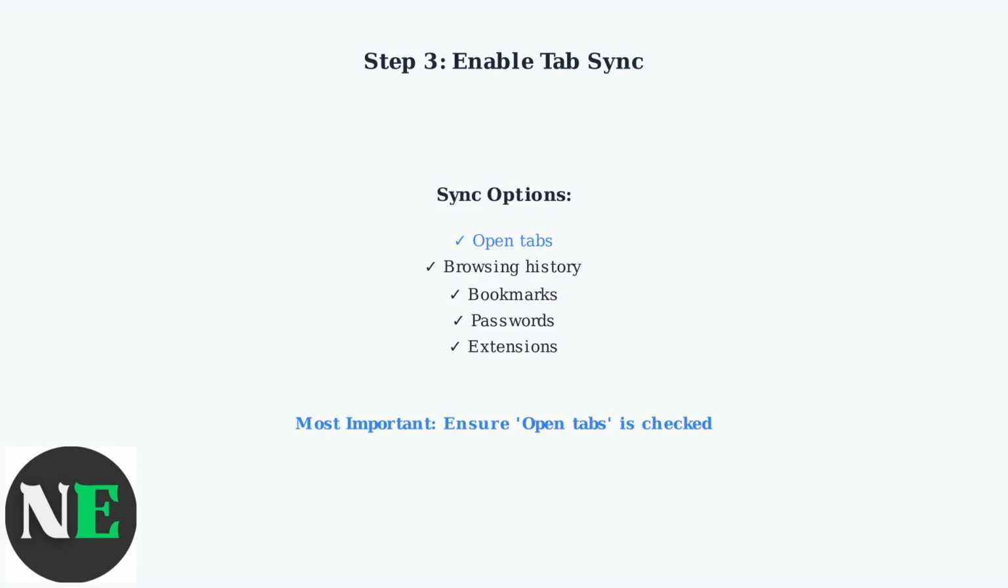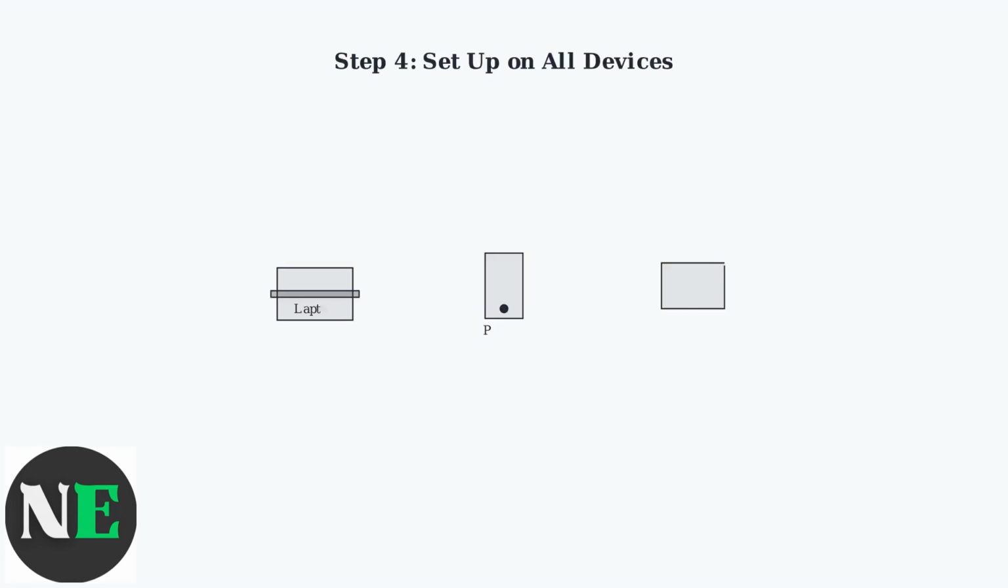Click on Manage What You Sync to see all available sync options. Make sure Open Tabs is enabled. This is the key setting for tab synchronization across your devices. Repeat this setup process on every device where you want to sync tabs. Sign in with the same Google account on your phone, tablet, work computer, and any other devices you use.